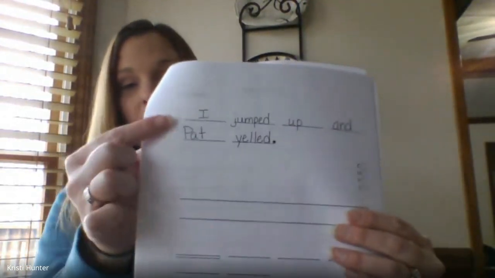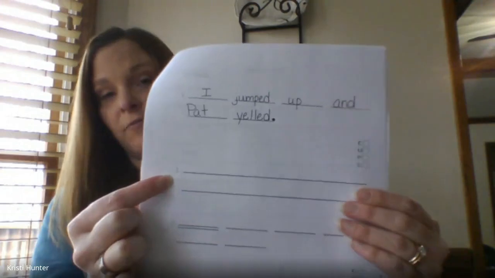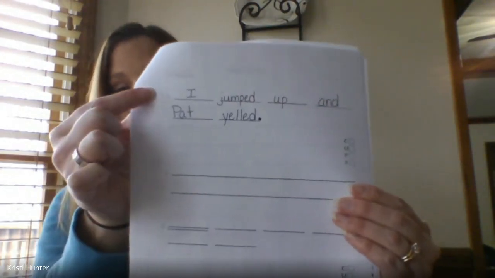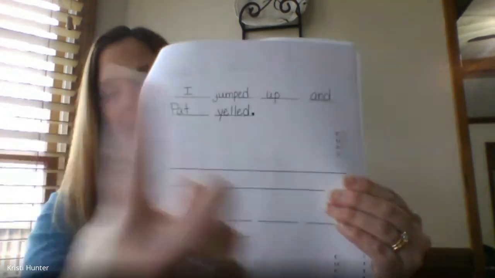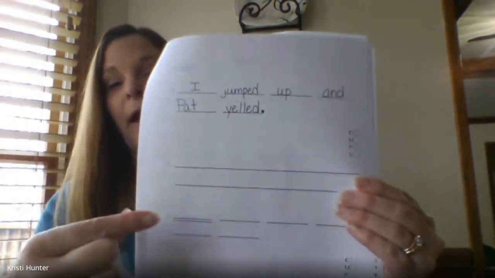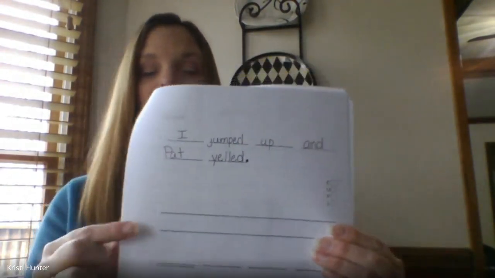Go ahead and rewrite this sentence on this rewrite line. Make sure you check it for caps. This is telling us something. That means it's a statement, so we need to end with a period. Go ahead and rewrite it on the rewrite line. When you are finished, take a picture.